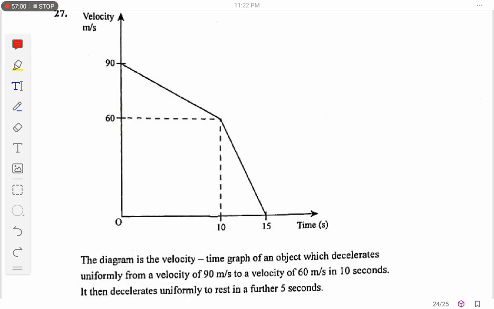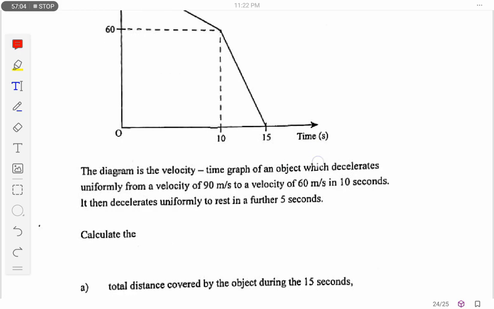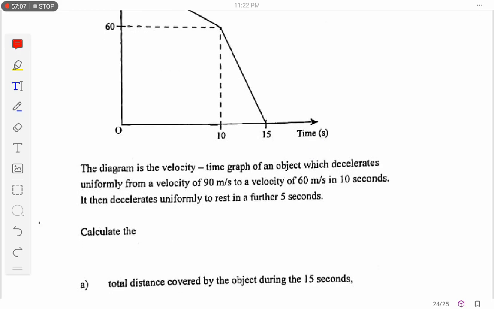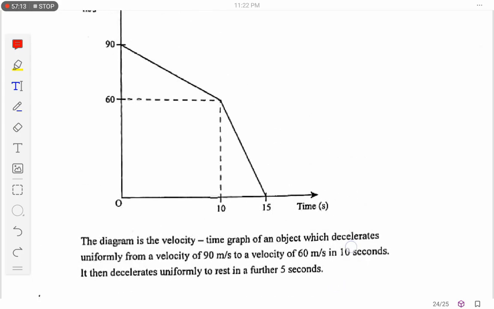Let's move on to the last question, I think. They want the distance moved. Calculate the distance covered by the object during the 15 seconds. 15, so it's basically everything. So I can have this as area 1, area B, area C, and have triangles. Some can have it as, I did this the other time. This is area 1 and area B. Okay, so this is a trapezium here.